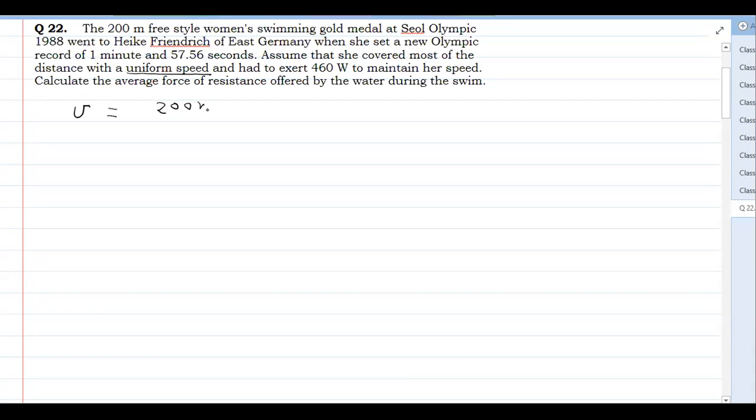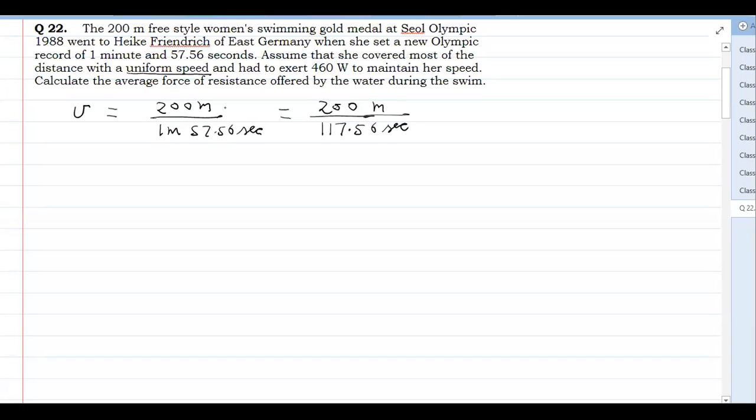200 meters in how much time? The time is 1 minute and 57.56 seconds. So how much is the velocity? So the velocity we can find. This will be 200 divided by, if you write in terms of seconds, 117.56 seconds. Okay, so this is the speed of the person.